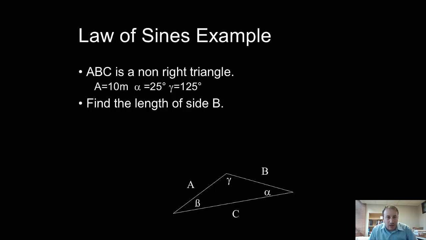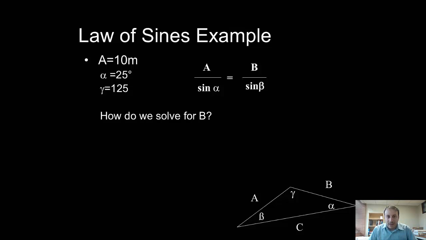So let's try this example out. Let's say we have our ABC non-right triangle here, and we know the length of side A and the angles of alpha and gamma. And I ask you to find the length of side B. What you might initially realize is that if we're applying the law of sines, in order to solve for B, we first must know the angle beta. And we can calculate that because we know that all of the interior angles in a triangle are going to be equal to 180 degrees. So to begin, let's solve for beta.